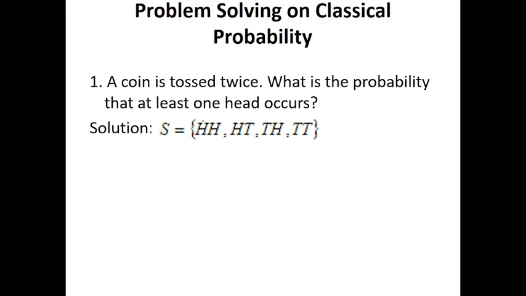So, first toss, head. Second toss, head. Or, first toss, head. Second, tail. Or, first toss, tail. Second toss, head. Or, both tails. First and second toss. Okay? There are no more than that. Our outcomes for the sample space are definite. Okay? So, in this case, what is now the probability that at least one head occurs?